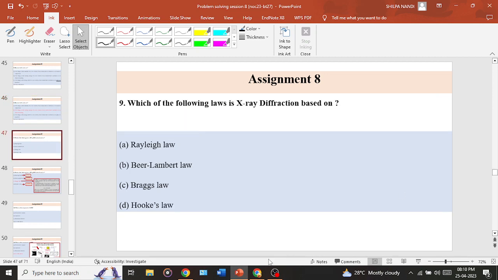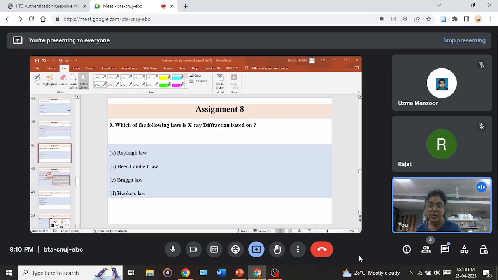Question number 9. Which of the following laws is X-ray diffraction based on? Option A is Rayleigh law, B is Beer-Lambert law, C is Bragg's law, or D is Hooke's law.